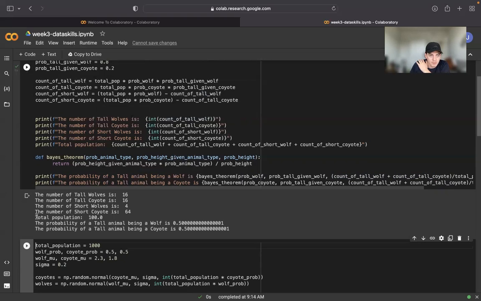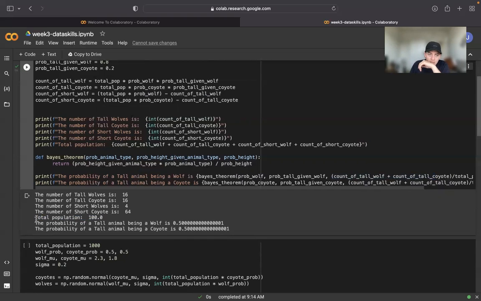But we saw before the total population of 100, which was our logic check. And then we can see the probability of a tall animal being a wolf is equal to 0.5, basically. And you see that there are all of these other numbers after the 0.5. This is actually a deeper problem in how you calculate numbers in computers. Computers are by invention imperfect machines, but they do a great job at approximating. And so these are just general approximations that come from some of the errors that have accumulated in our operations. And so you don't need to worry about this too much. The probability of a tall animal being a wolf is about half.